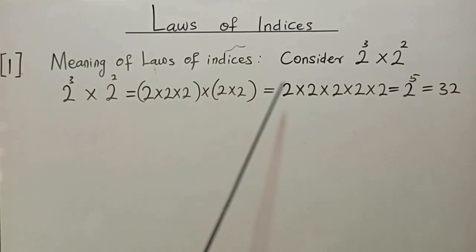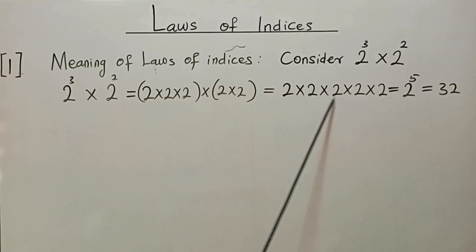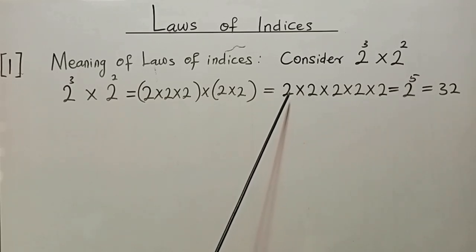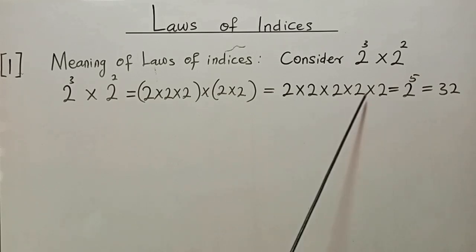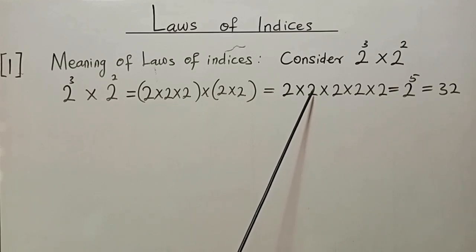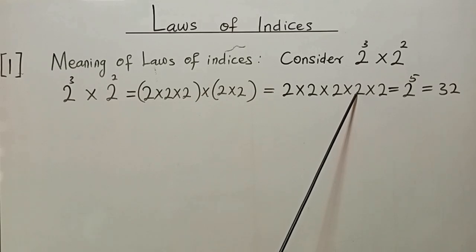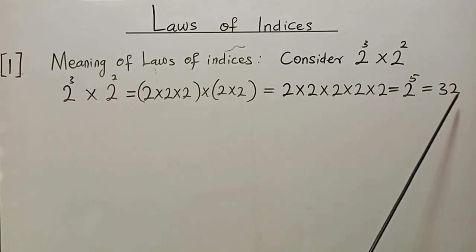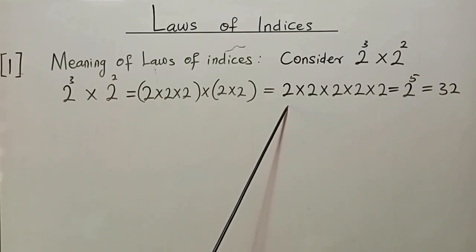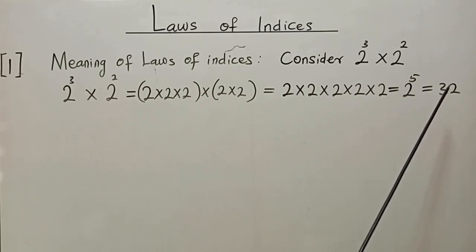That is 2 appearing 5 times. If you express this in index form, what you're going to get is 2 to the power 5. And again, if you evaluate this, you're going to get 32. Why? 2 times 2 is 4. 4 times 2 is 8. 8 times 2 is 16. 16 times 2 is 32. So the answer to this number operation is either 2 to the power 5 or 32.